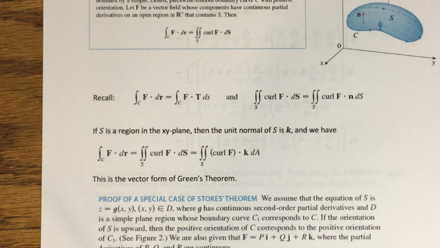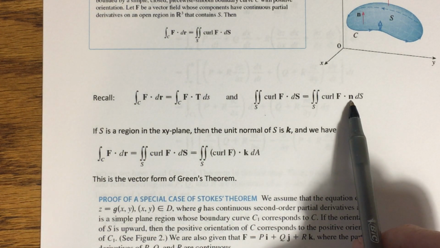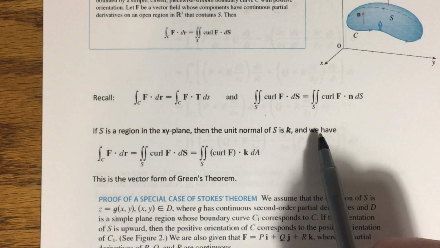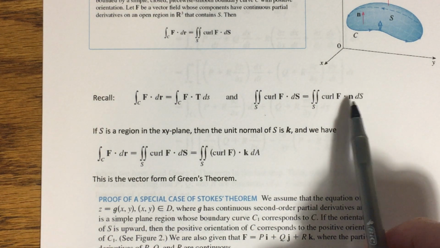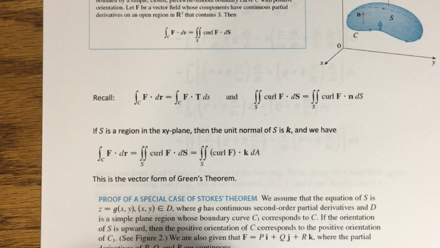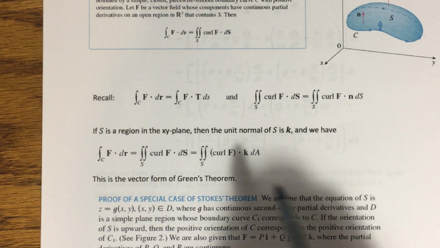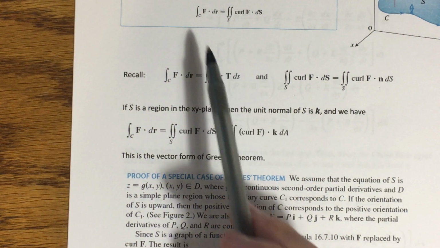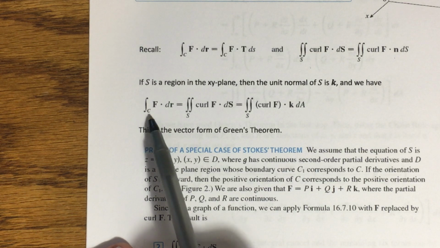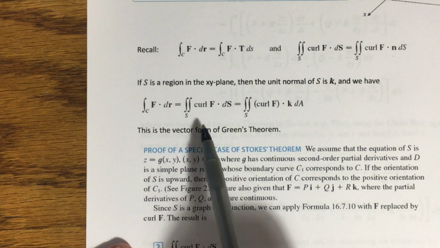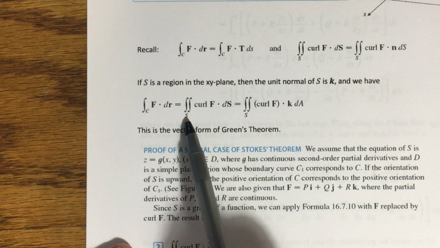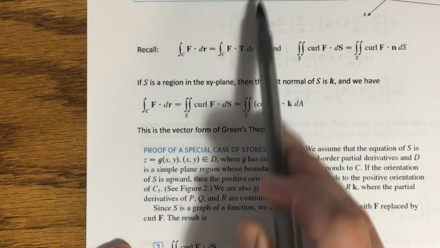It's pointing up from the xy plane. So that means that the normal vector of a surface in the xy plane is just k, the unit vector k. So what that means is that in the case of Stokes' theorem, the line integral along that boundary curve of F dot dr is equal to the surface integral of the curl of F dot dS. That's the theorem.